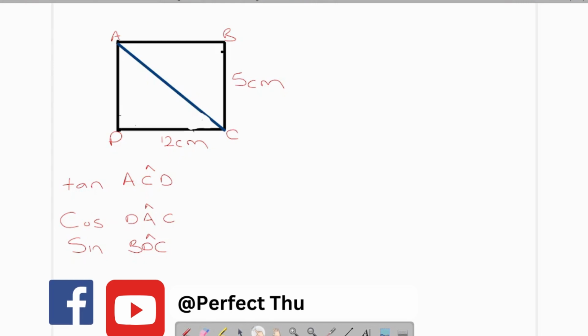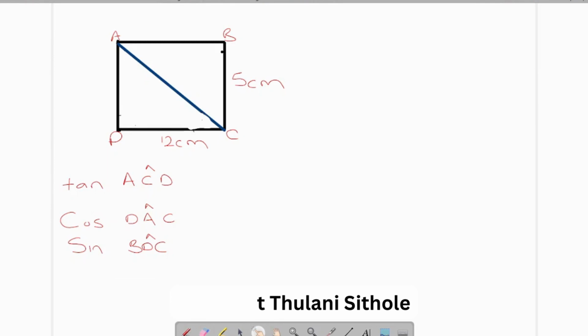What's up everyone, my name is Perfect, and today we are going to do basic trigonometry, solving right angle triangles. And I have a question with me here, but before we answer this question, I'm going to explain the formulas that are used to solve right angle triangles and how to identify the sides of a right angle triangle.